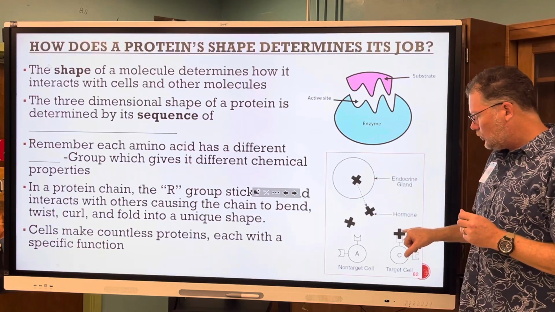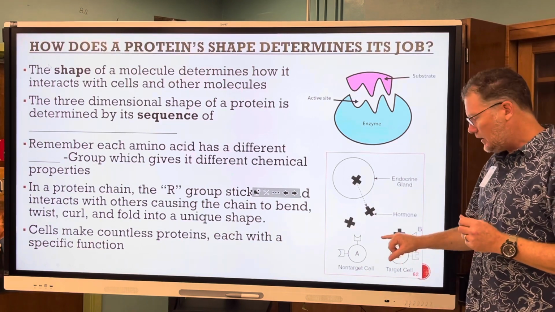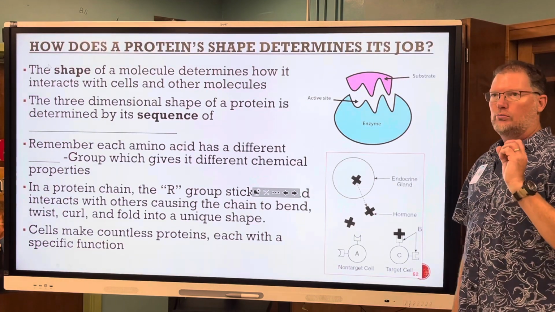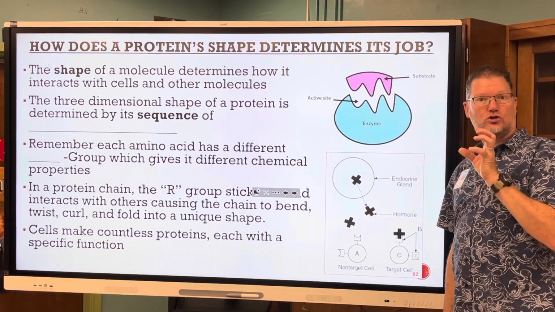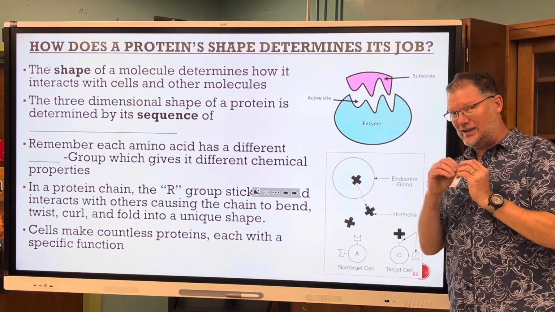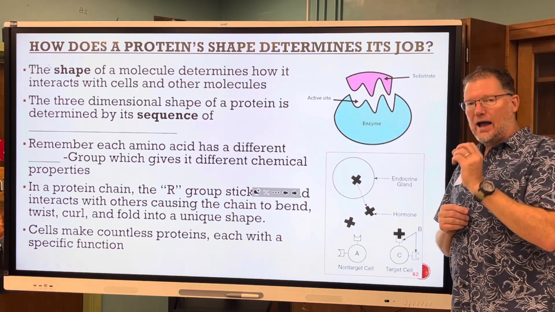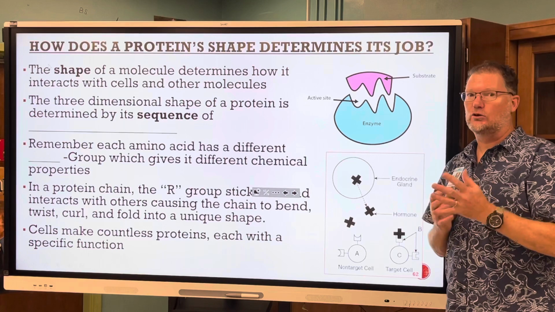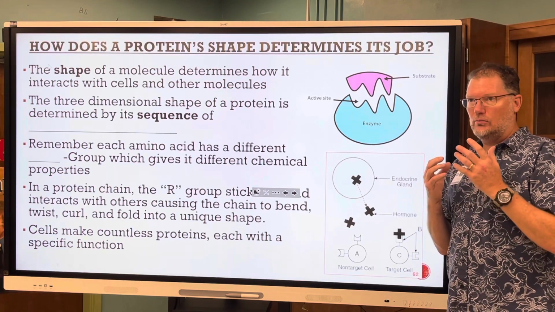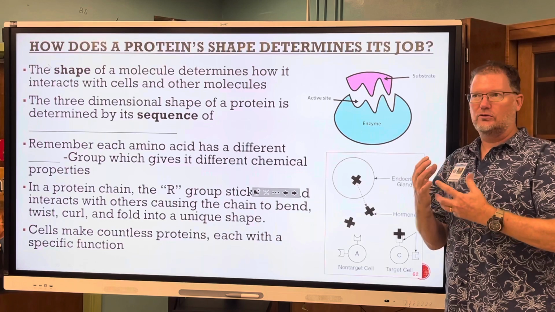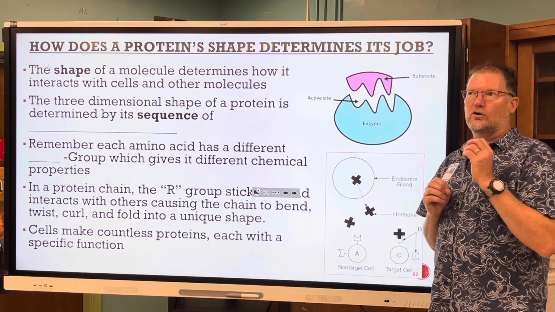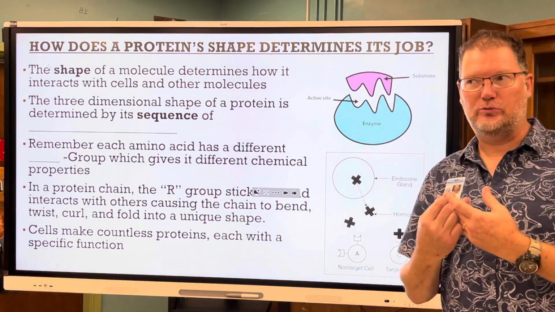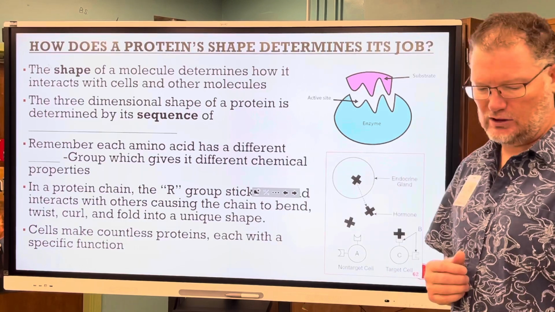it can meet up with target cells and not disturb or affect non-target cells. So proteins therefore act, because of their shape and because of those R groups that are sticking out, on specific cells of your body, which is really cool, that we are programmed to function that way. Our bodies are very specific in their needs, and the proteins help to carry out those specific needs. It's really kind of cool.